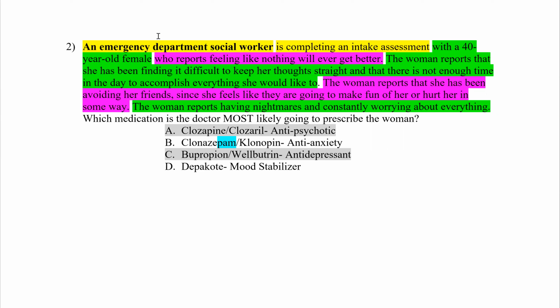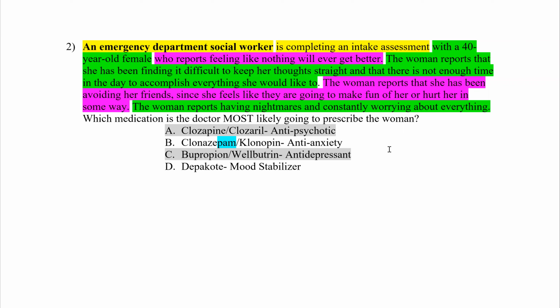So we have a person that is in the emergency department, first time there, having an intake. Nothing's getting better. Thoughts are running 100 miles an hour. She's feeling like people are going to make fun of her or hurt her in some way. Sleep disturbance, and constantly worrying. So if we think about this person coming into the emergency room, the job is to assess, stabilize, and discharge as fast as we can. We're looking for a quick solution.